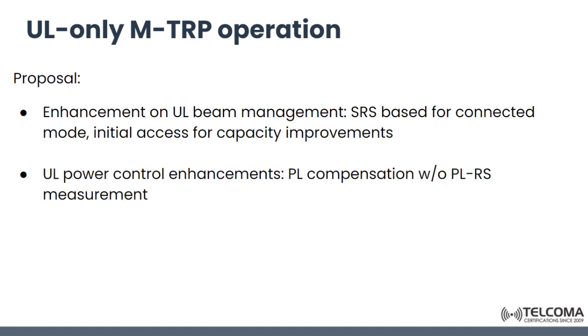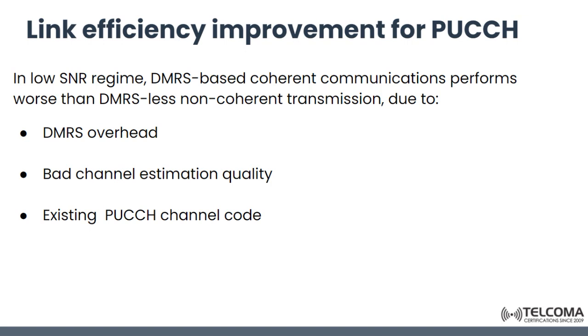The proposal is that there is an enhancement on uplink beam management, that means SRS based on connected mode, and initial access for capacity improvement. And there is an uplink power control enhancement, PL compensation with respect to PLRS measurement. Link efficiency improvement is also needed for the physical uplink control channel.